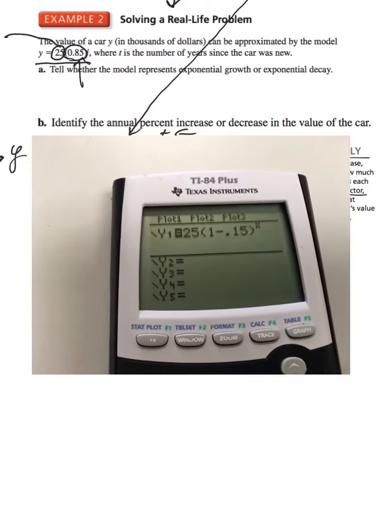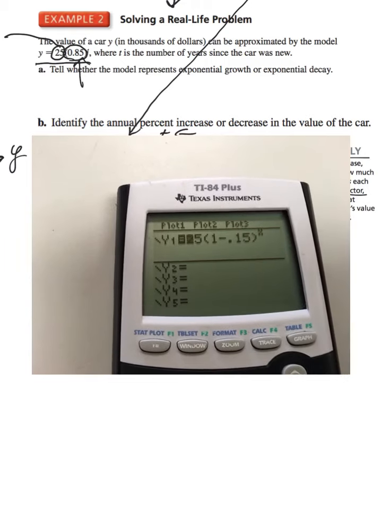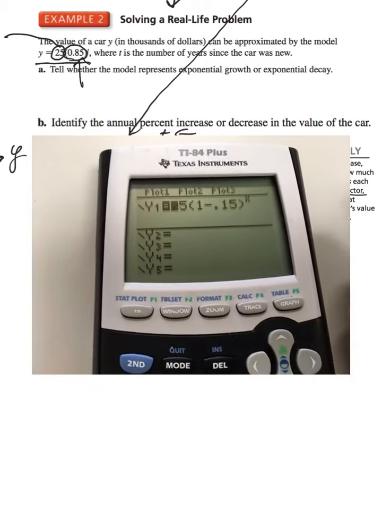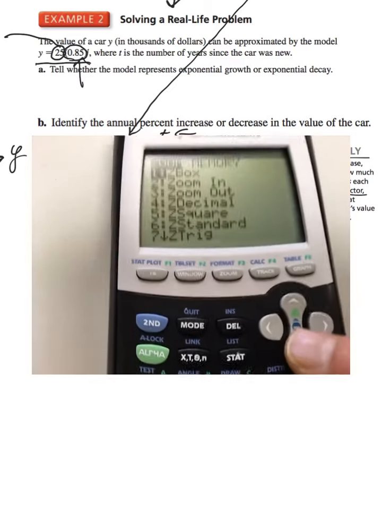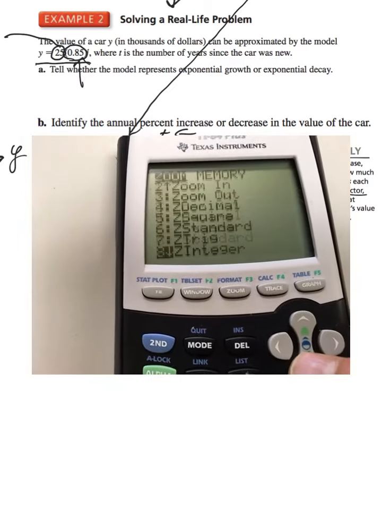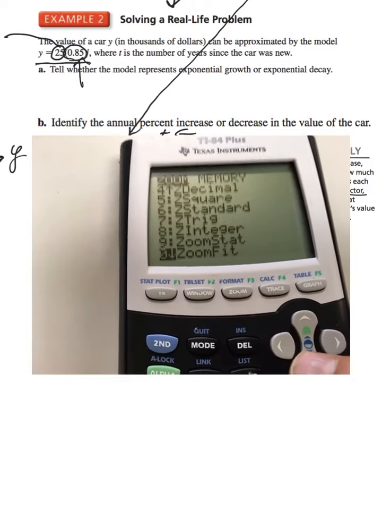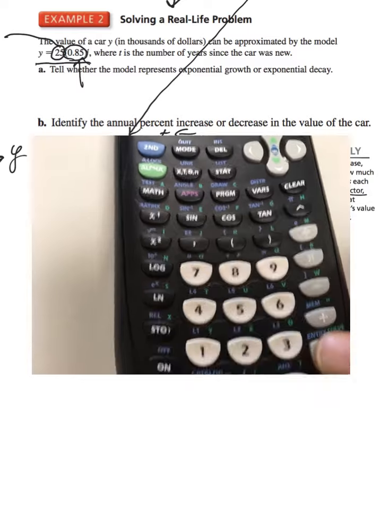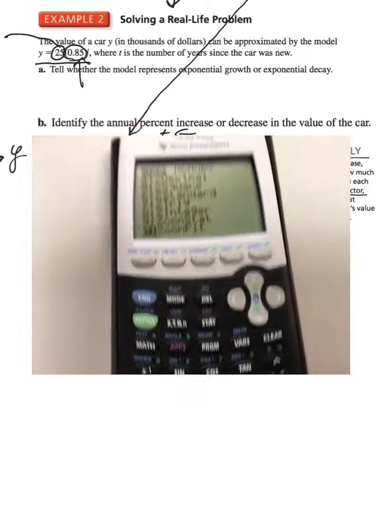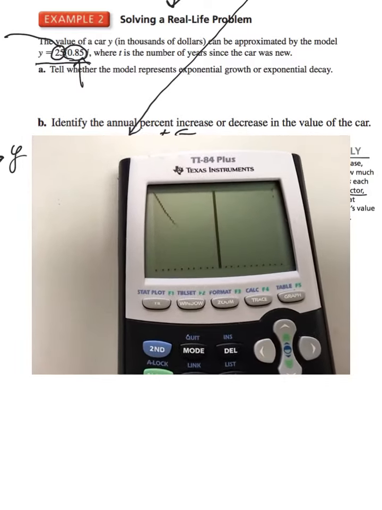25 times 1 minus 0.15 to the x. And then my little shortcut is I found it on Zoom. If you arrow down far enough, you can get this thing called Zoom Fit. And that's actually what I use, Zoom Fit. Press enter, and hopefully we'll get a good graph.